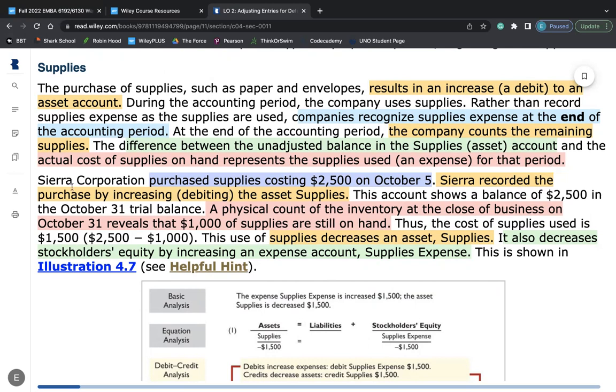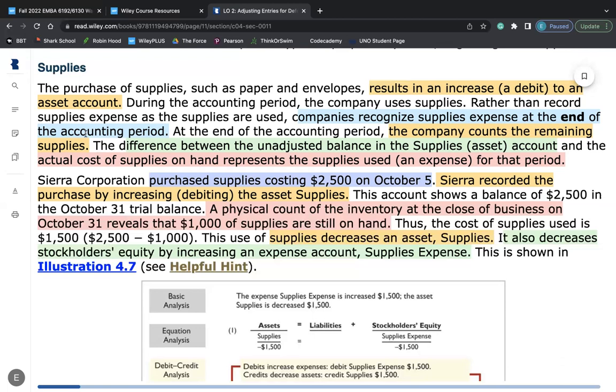Sierra Corporation purchased supplies costing $2,500 on October 5th. Sierra recorded the purchase by increasing or debiting the asset supplies. The account shows a balance of $2,500 in the October 31st trial balance. A physical count of the inventory at the close of business on October 31st reveals that $1,000 of supplies are still on hand. All right, cool. So we used some supplies. Thus, the cost of the supplies used is $1,500, or the difference.